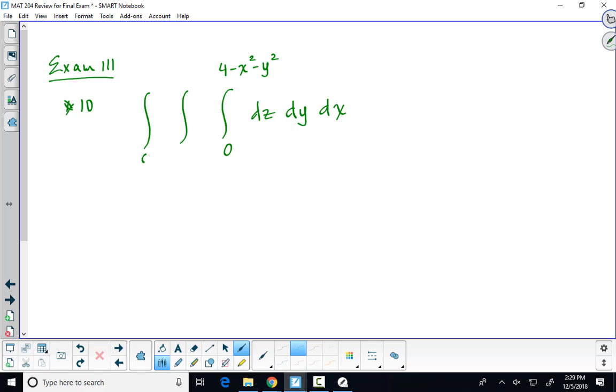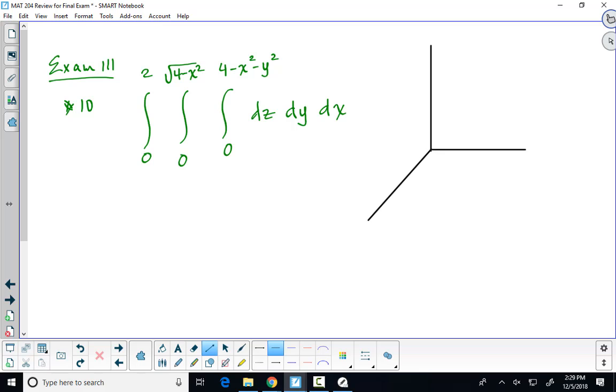And so if I say 0 to 2 and 0 to square root of 4 minus x squared, let's see what we get. So we're going to have our coordinate system, and we are going to discern what happens. All right, so z is going 0 to 4 minus r squared. It's going to be opening down.